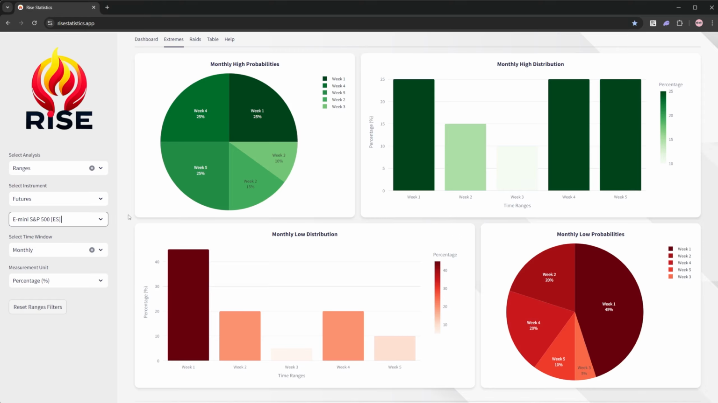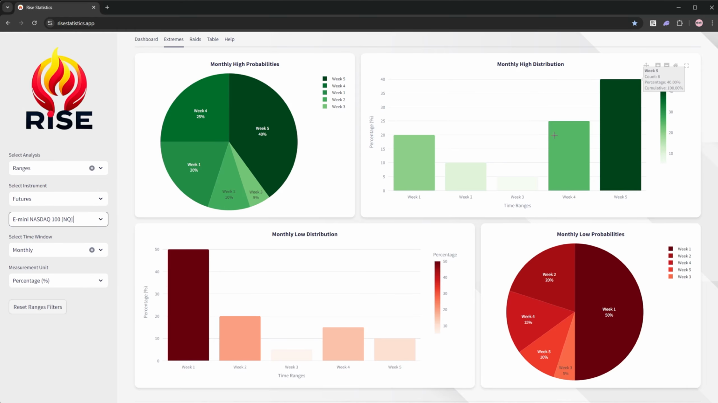If we were to switch over to ES, now that data is a little bit more spread out, but still very, very aggressively forming the low early on in the month, where the high is a little more distributed during the month compared to NASDAQ, which has a very high probability of forming at the end, right? We see week 4, week 5. Since now we are starting the month on a half week, right? This is important to point out, right?